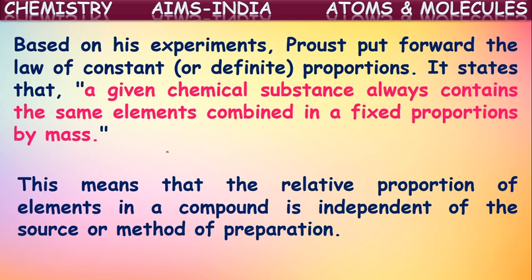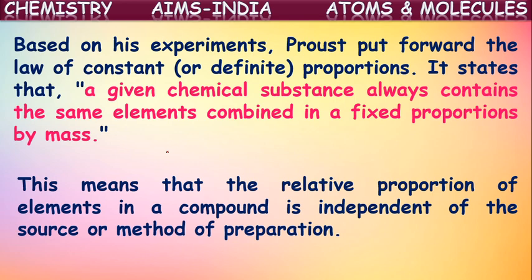This means that the relative proportion of elements in a compound is independent of the source or method of preparation. That means however you prepare the substance and from wherever you collect the sample, the relative proportion will be constant for the elements combined to form that compound. It is fixed. The ratio of the components present in a substance or compound is fixed.